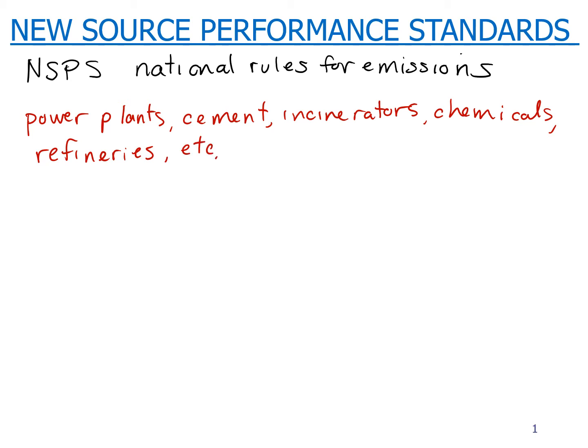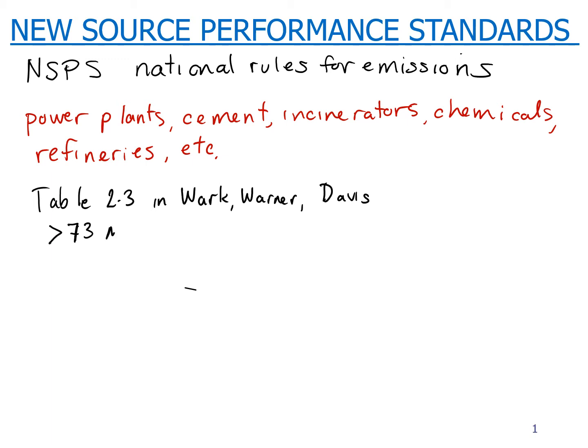On the next slide, we're going to look at an example of new source performance standards just for a subset of these, for power plants. This is table 2-3 in the textbook by Wark, Warner, and Davis, which is Air Pollution, Its Origin and Control. And this applies for sources that produce greater than 73 megawatts of power, that are built after September 1978. So if you're older than that, you're grandfathered in.